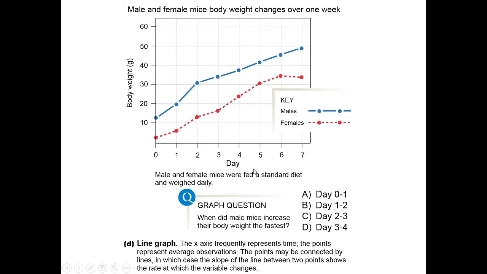We can ask other questions based on rate, and again, that's just by looking at the slope of these lines. And we can even see that the male and female mice gain weight at approximately the same rate. I could calculate it by finding the slope of these lines and seeing what the rate of change is, and then making the comparison.